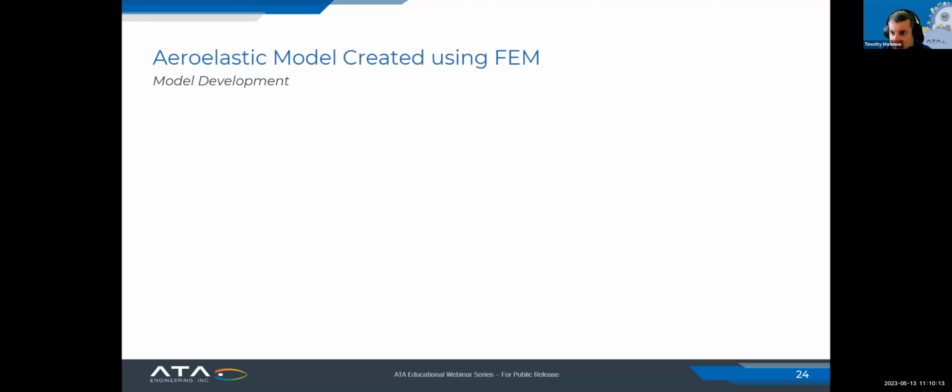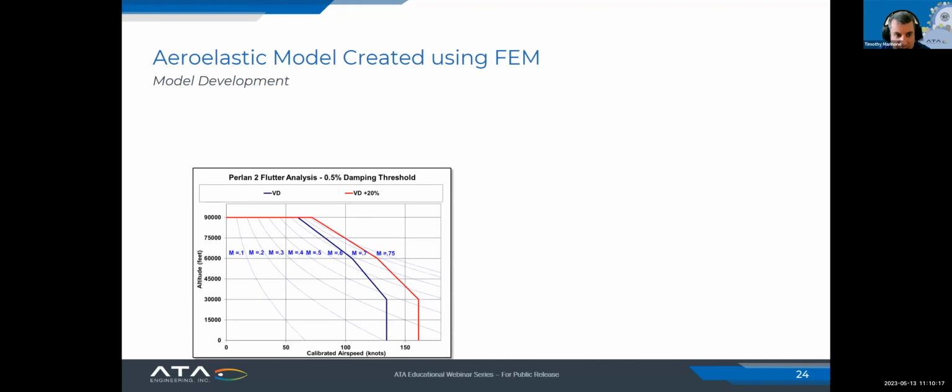Once we'd gone through that correlation process, we were ready to create our aeroelastic model. This was Perlan's nominal design dive speed envelope. You can see they have 90,000 feet on the top, and then the different Mach values that they were targeting. The blue was the goal that they wanted to expand to. So we wanted to determine if that whole flight envelope was usable.